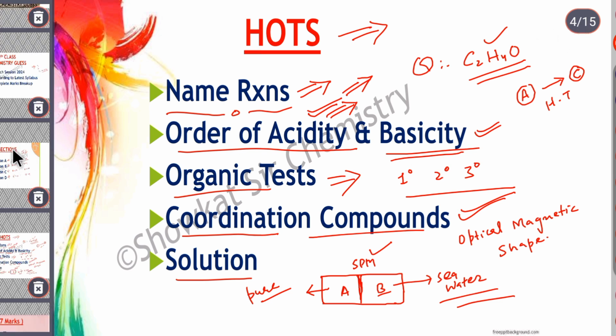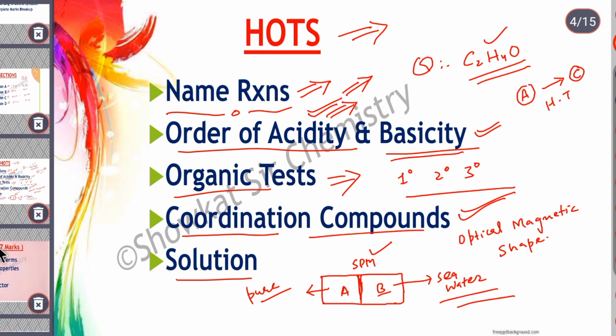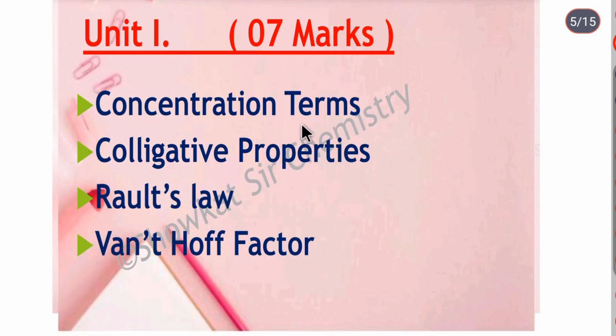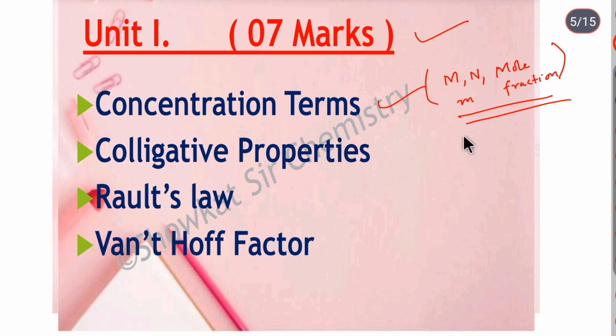Now let's start with chapter number first, that is your unit first, the solution. It carries 7 marks. The various important topics from this are the concentration terms. First of all, we have molarity, normality, mole fraction, and molality. These are very important, and I hope you will go through all these concentration terms, as numerical based questions will be asked, and I hope that you can solve such type of questions.